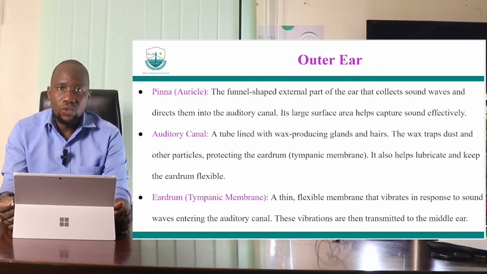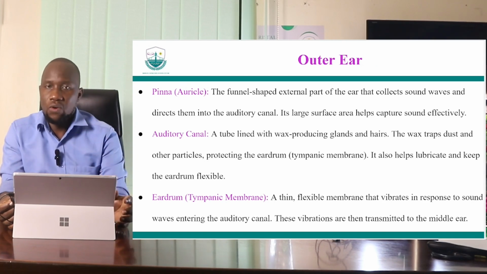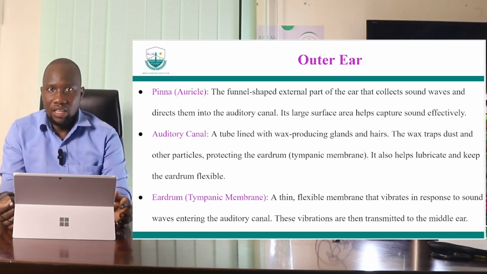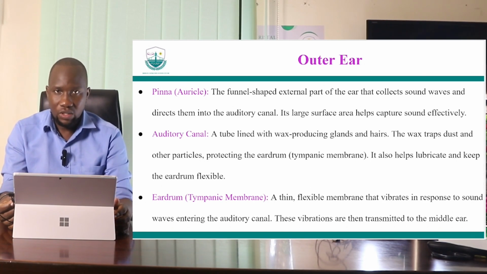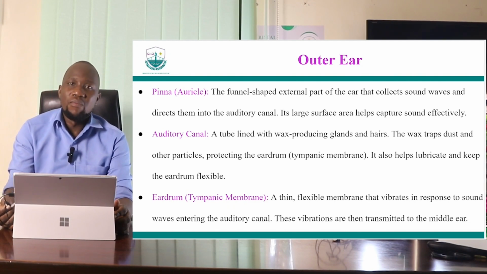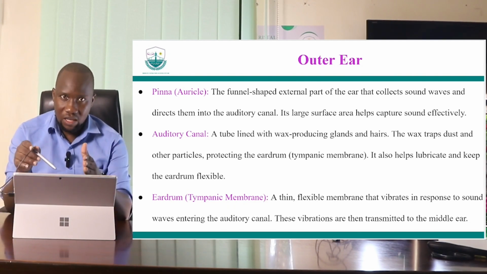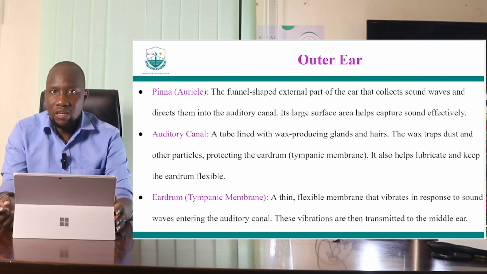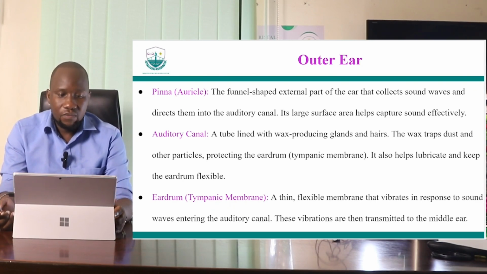The pinna is used in collecting the sound waves and directing them towards the auditory canal, okay. So that means that the pinna helps in picking up the sound, okay, or the vibrations, and concentrating them and directing them towards the auditory canal. The auditory canal, like we saw, is a tube.